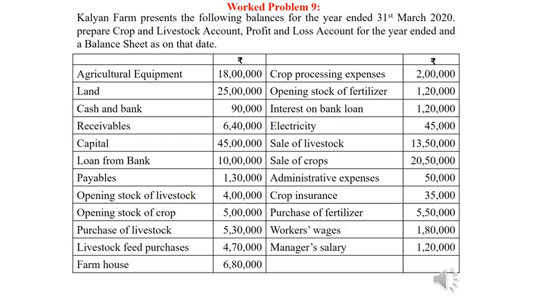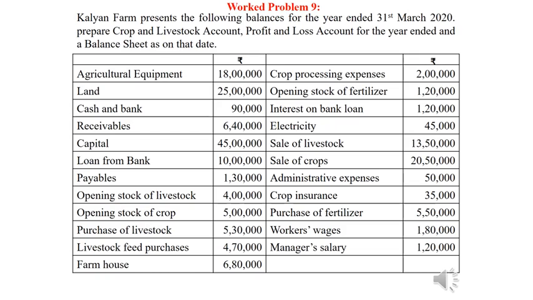Opening stock of livestock, it will find place under livestock account as opening stock. So it should be recorded on livestock account as opening stock. It has nothing to do with crop account, it should not be written there. Then opening stock of crop should be recorded in crop account, not in livestock account. So it should be recorded on crop account only, not on livestock account.